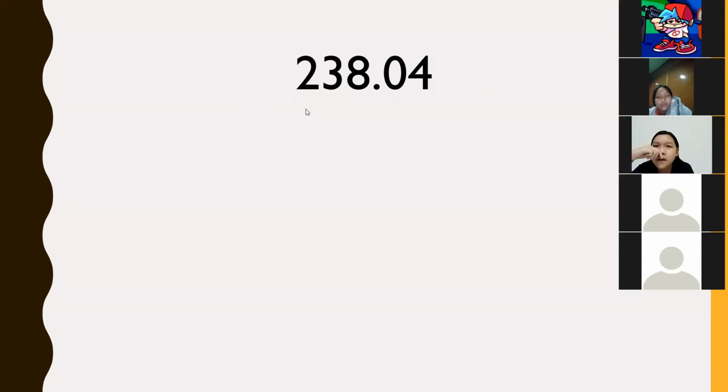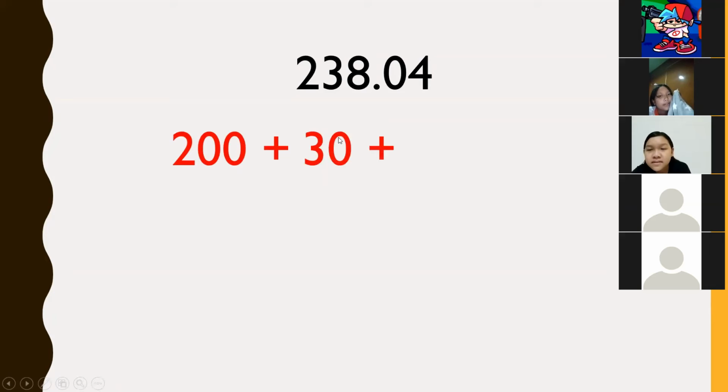This is an example. What is the place value of number 2? Hundreds. So the value of 2 is 200. And what is the value of number 3? 3 is in the tens place, so it will be 30. What is the place value of 8? Ones. Plus, let's go to the decimal place.